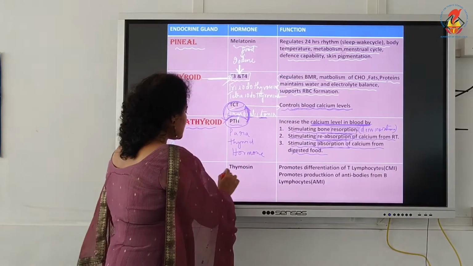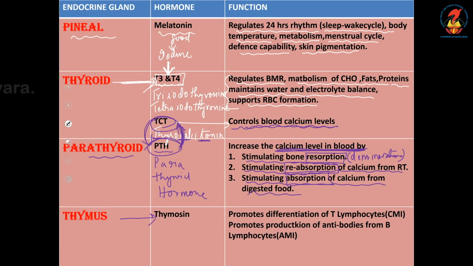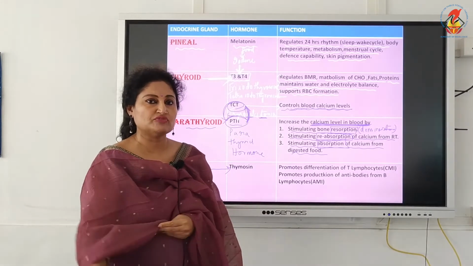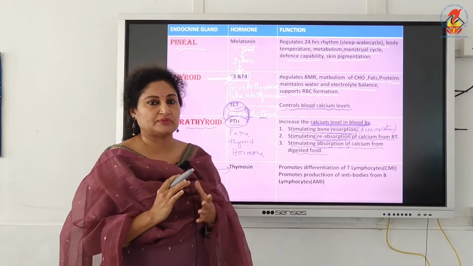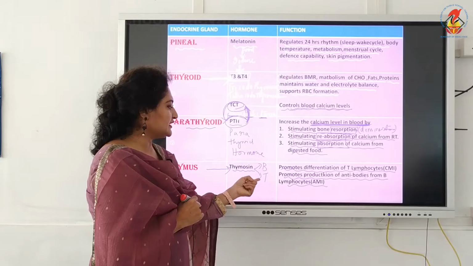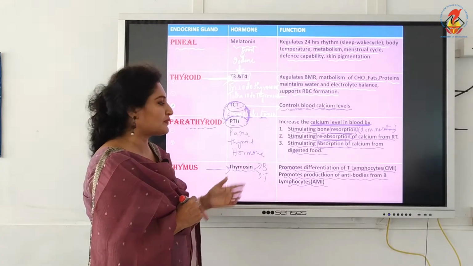Now moving to the thymus. The specialty of this gland is that it is present in childhood. As you reach adolescence, by 14-15 years, it slowly disappears. The hormone produced by the thymus gland is thymosin. It promotes differentiation of T lymphocytes and also promotes the production of antibodies from the B lymphocytes. So here I want you to remember that two lymphocytes are there, B lymphocytes and T lymphocytes. Both B and T lymphocytes are influenced by thymosin.